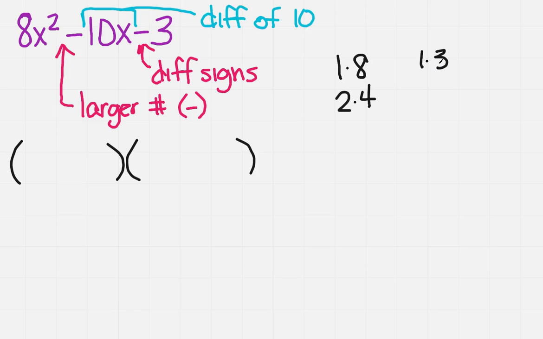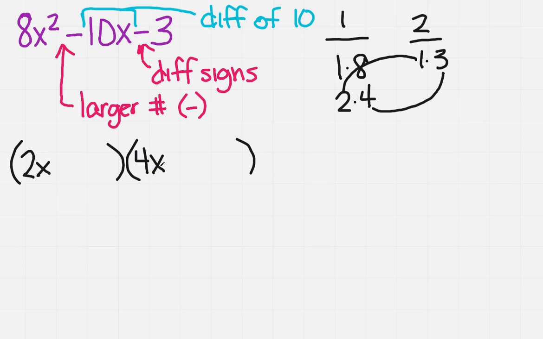And now what I need to do is find a way to combine something from column 1 and column 2 so that I can have a difference of 10. When I look at it, I've got 4 times 3 is 12, 2 times 1 is 2, and 12 minus 2 is 10. That's exactly what I want. So these are my x terms. So I'm using a 2 and a 4. So I've got 2x and I've got 4x.